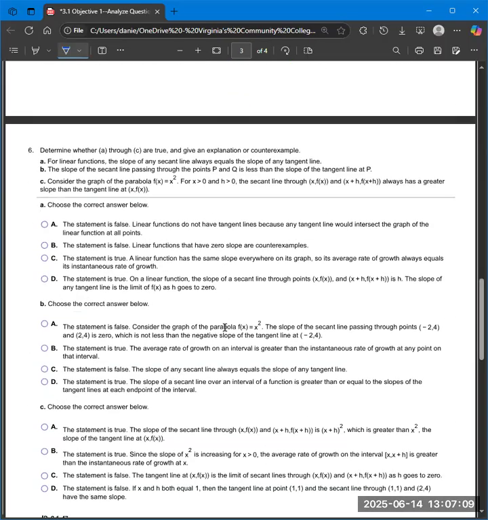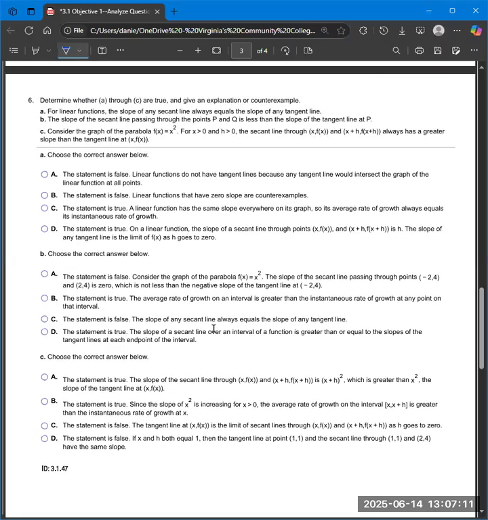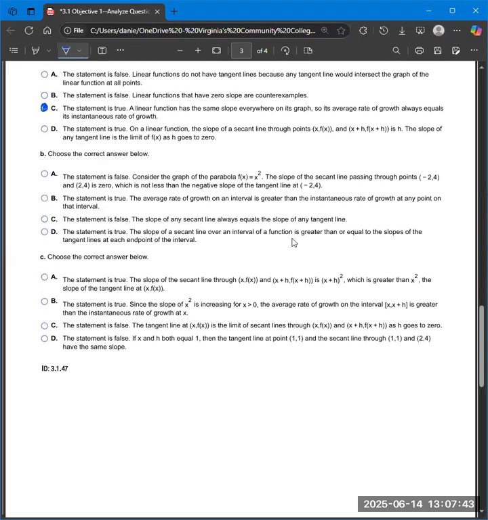All right. Moving on. Determine whether A through C are true and give an explanation or counterexample. For linear functions, the slope of any secant line always equals the slope of the tangent line. That is true. A linear function has the same slope everywhere on its graph, so its average rate of change of growth equals its instantaneous rate of change of growth everywhere.